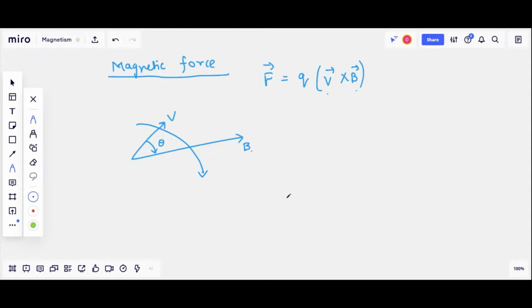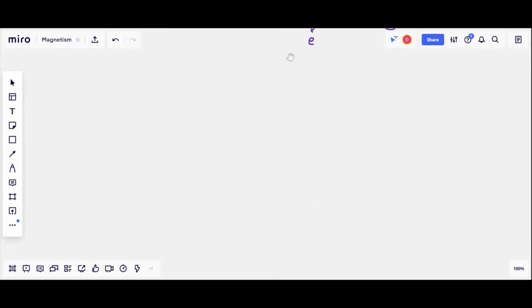For example, if we want to find the direction in this particular case where velocity is over here, B is over here, but here we have an electron. Although we curl our fingers from velocity to magnetic field and get the direction vertically up, we realize that the electron has a negative charge, so definitely the force will be in the opposite direction. So it is in this direction. Let's take another example.